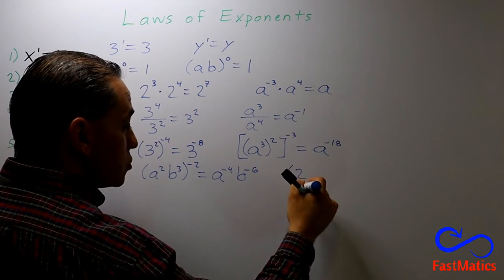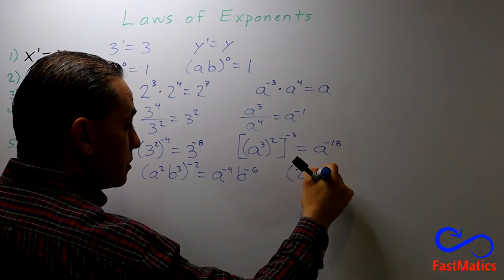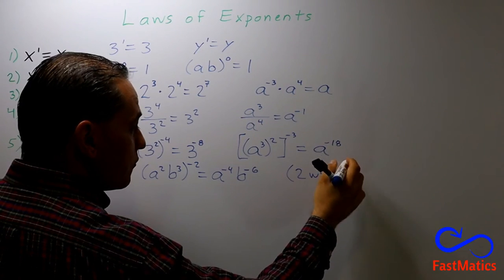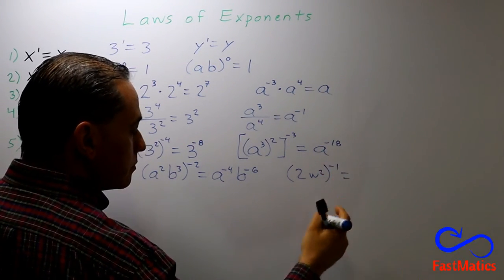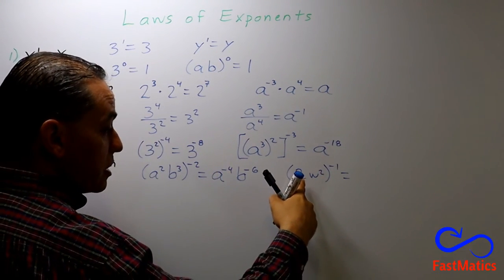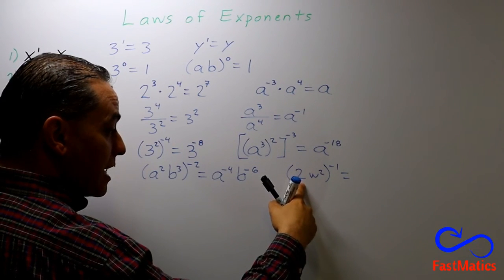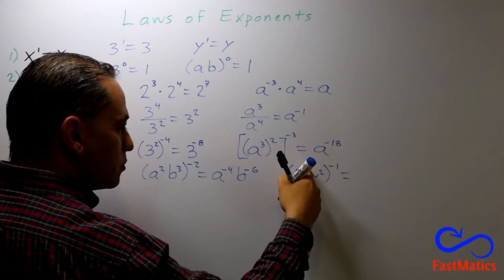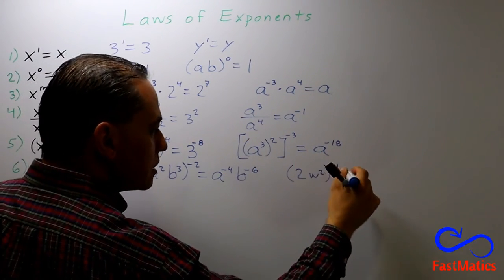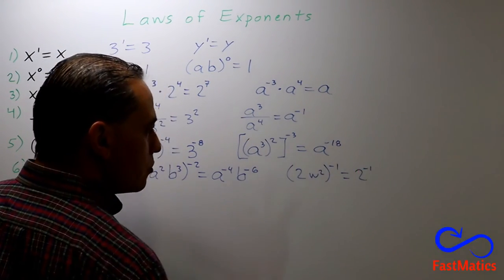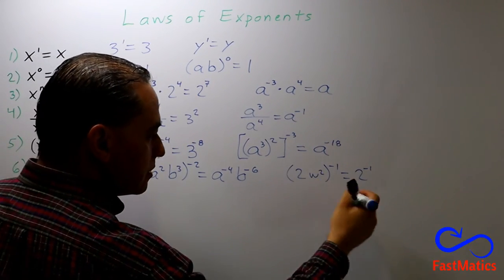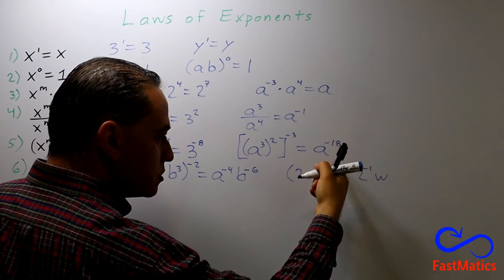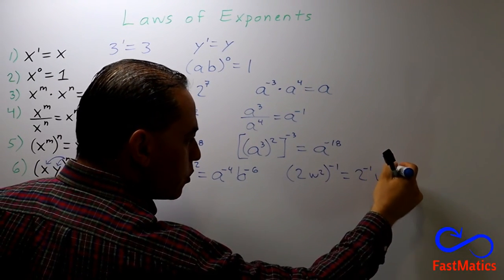Another example, 2w squared raised to the power of -1. Pay attention, please, because these two has a 1 here. So one exponent raised to another exponent, you have to multiply those exponents. And here it is the same. One exponent raised to another exponent, you multiply those exponents.